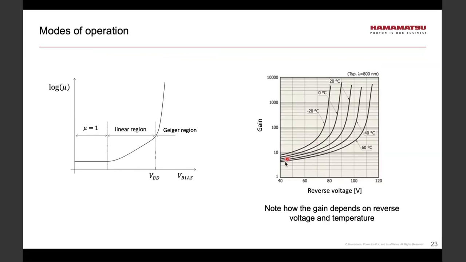Also, what this plot shows are the two regions of operation. There's a linear region, and then we transition into the Geiger region. Please note, however, that an avalanche photodiode built or structured for linear operation should not be used in the Geiger mode and vice versa.